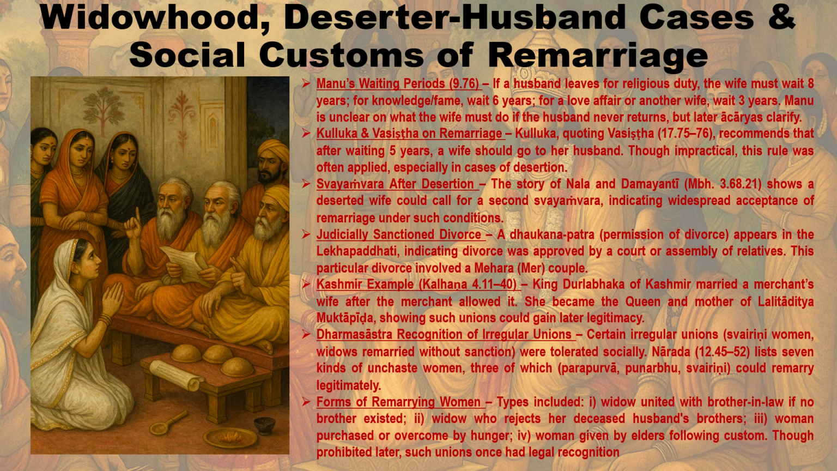Types included a widow united with her brother-in-law if no brother existed, a widow who rejects her deceased husband's brothers, a woman purchased or overcome by hunger, and a woman given by elders following customs. Though prohibited, later such unions once had legal recognition.